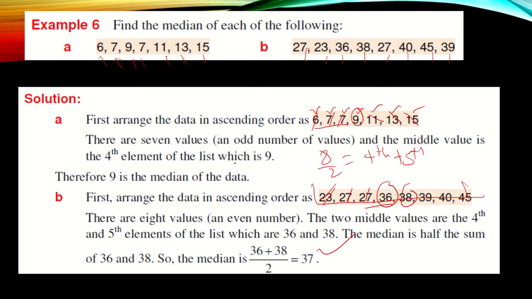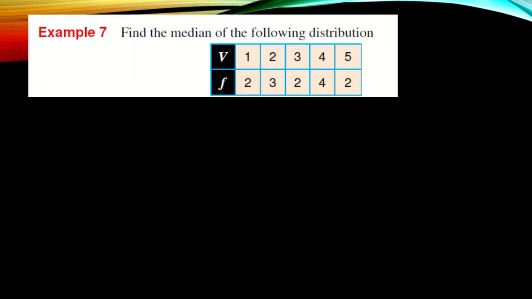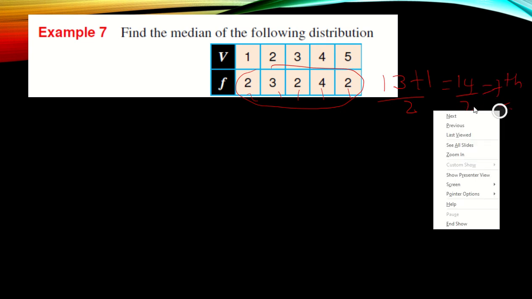But this kind of data is very simple even to find the median, because the number of repetitions is not too many. If the data is large like this one, how to do it? First we have to know the total frequency. Add the total frequency: 2 plus 3, 5. 5 plus 2, 7. 7 plus 4, 11. 11 plus 2 will be 13. It's odd, so plus 1, then divide by 2. 13 plus 1 is 14. 14 over 2 is 7. So the 7th data.